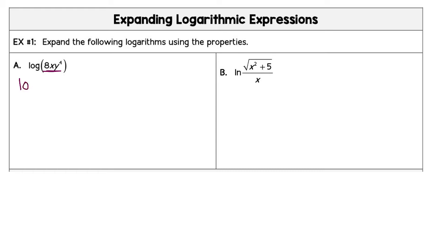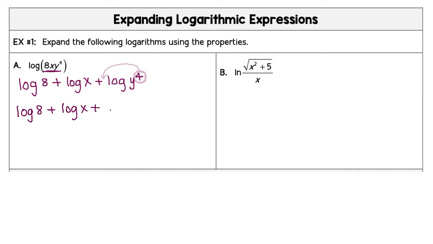So we're going to say log 8 plus log x plus log y to the fourth. And then we have one last thing. We can't have this 4 up here. That's not completely simplified. This is going to be our power property. We're going to have to move that 4 down to the front. So our final answer is going to be log 8 plus log x plus 4 log y.